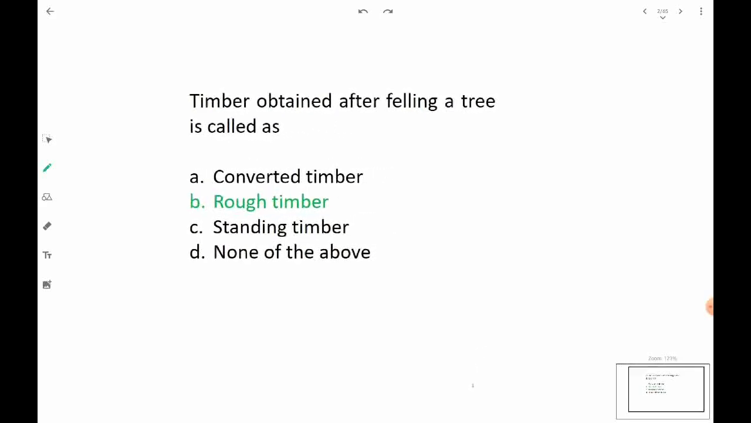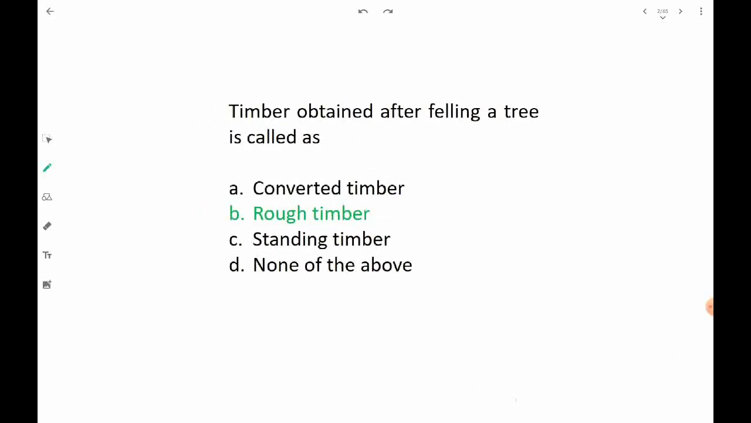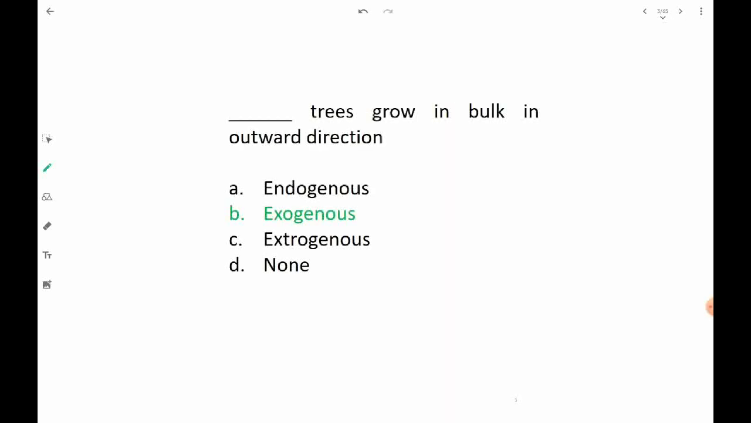Timber obtained after felling a tree is called rough timber. Then, exogenous trees do grow in bulk in the outward direction.